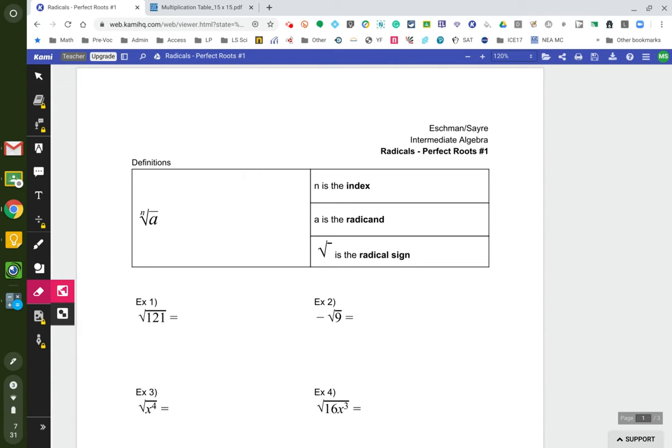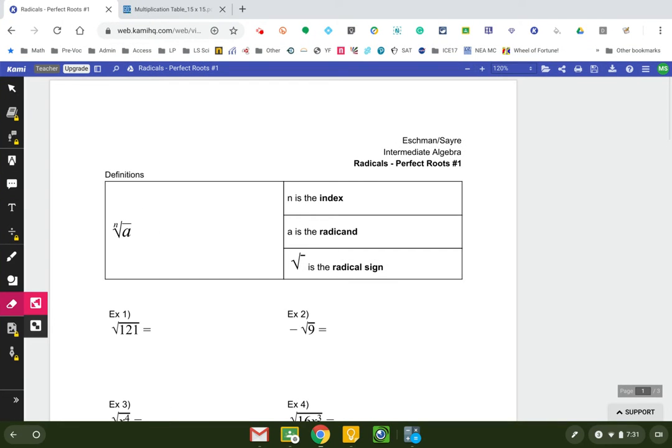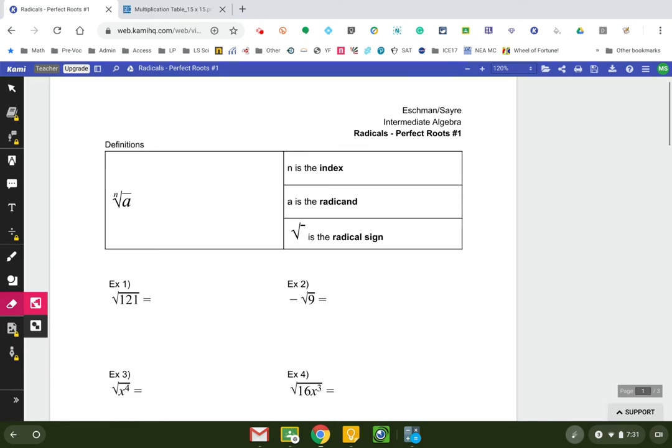All right. So first thing you're going to want to do is be able to answer this right here, because this is what you're going to see on the first question. It's going to ask you what each of these letters and symbols are. So N is the index, which is right up here. And then you have A, which is the radicand, which is the number or exponent or variable underneath the radical sign, which is down here. Okay, so make sure you refer back to these notes. We'll post these notes on Classroom too.